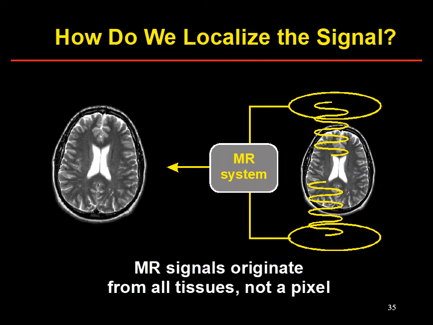The issue with MR is that the detector that we place beside the body part that we wish to image, and throughout this talk the example has been the head, how do we localize the signal in the head? Because the detector picks up the signal from the entire head, or at least the part of the head that it is closest to. So the MR signals originate from all tissues, not from a single pixel or a single voxel.